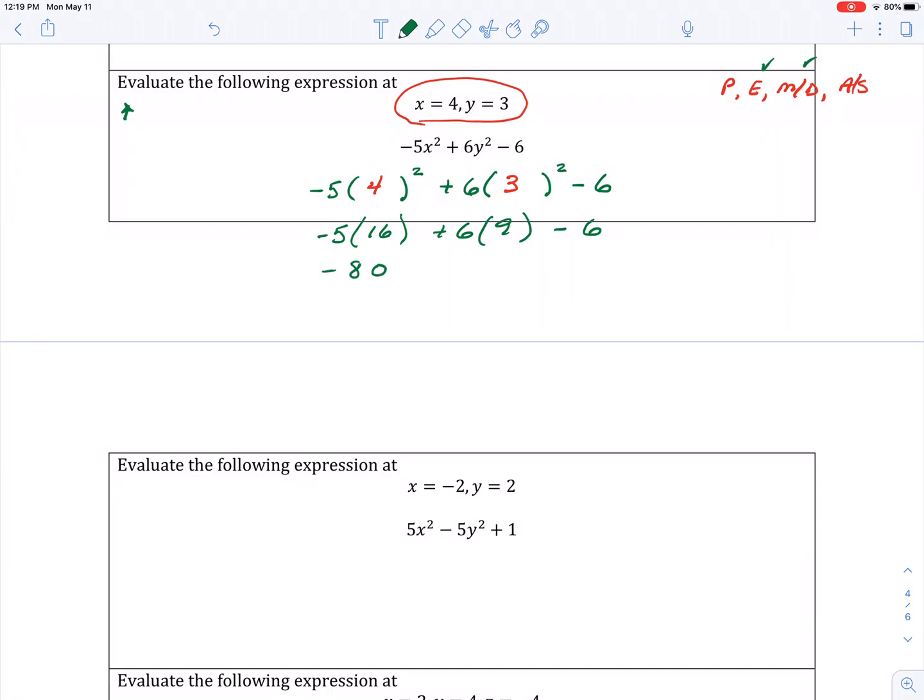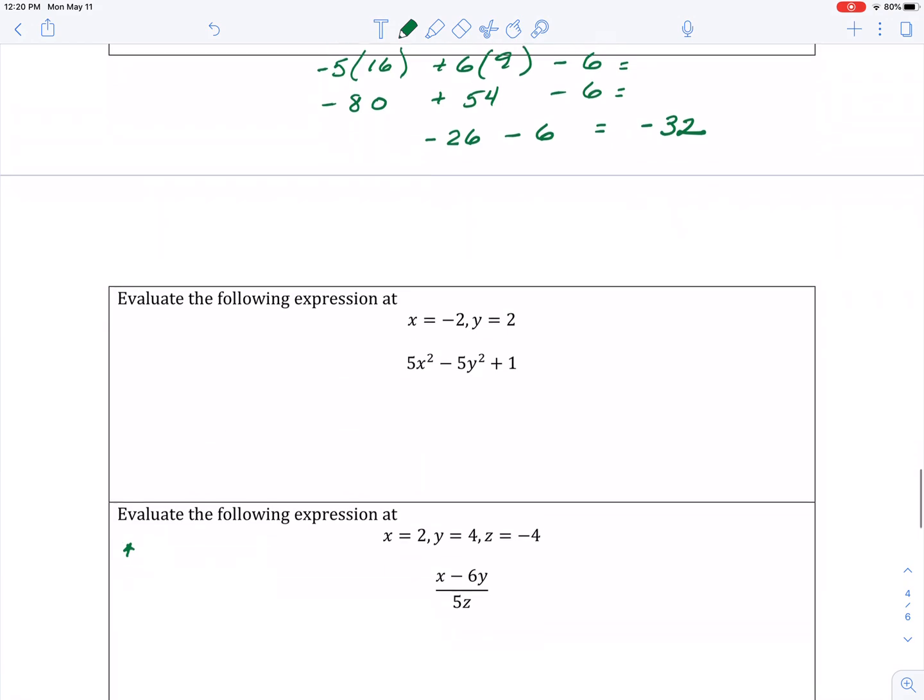This is going to be negative 80. This is going to be 54. And just copy down that minus 6. So I've taken care of the multiplication and division. And now I'm going to do the addition and subtraction. So let's see, negative 80 and positive 54, I think, is negative 26. Yes, that looks right. And negative 26, and copy down this negative 6. So it looks like this is going to turn out to be negative 32. And of course, you can use your calculator to help you with some of these numbers.